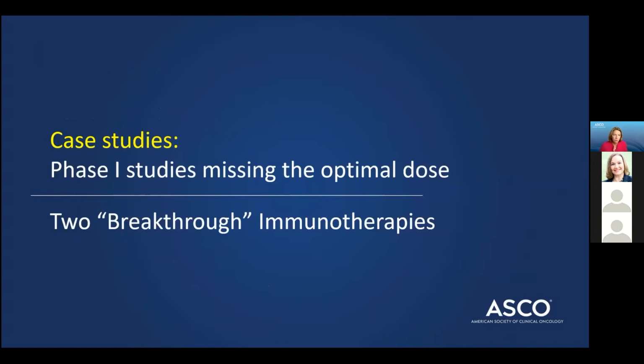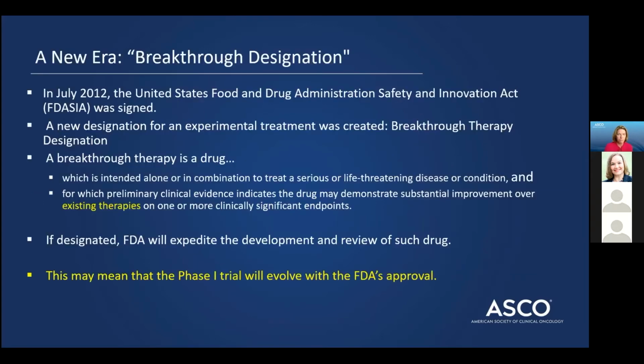Okay, so I want to go through a couple case studies. These are two agents that received breakthrough designation, and it was very clear that in this class of drugs, the approach for phase 1 dose finding was not appropriate. And some of you might know these stories. I find them really interesting, and a lot of times statisticians don't really know the background with some of these drug development and some of these studies in pharma.